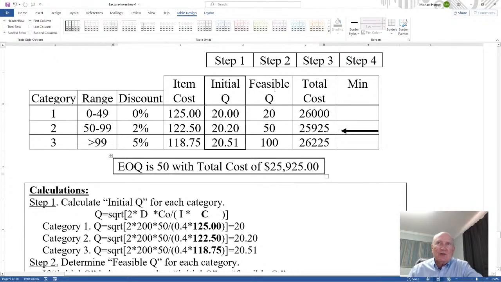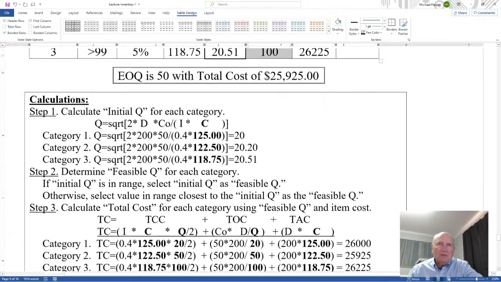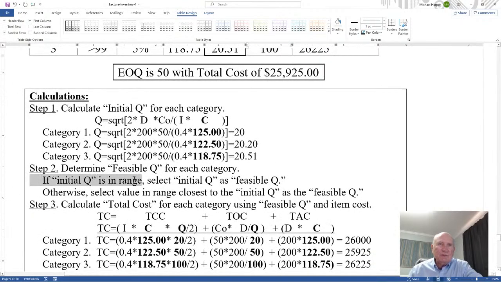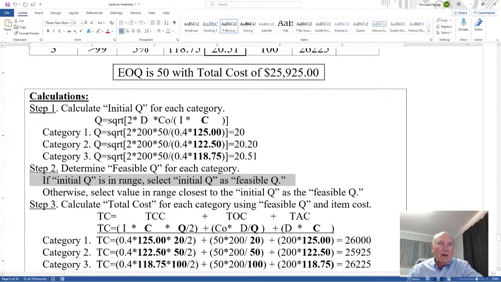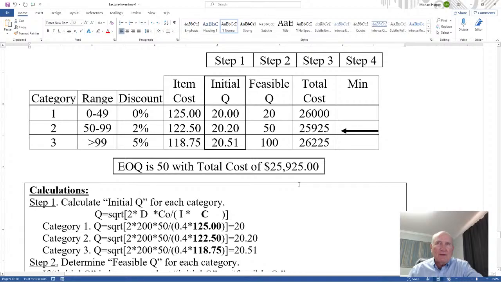Now step 2 is called a feasible Q. Under step 2, if the initial Q is in the feasible range for the category, then select the initial Q as the feasible Q. Otherwise, select the value in the range closest to the initial Q as the feasible Q. So let's do that up here. First of all, for category 1, the initial Q is 20. The range for the discount is 0 to 49. 20 is in that range. Therefore, the initial Q becomes a feasible Q.